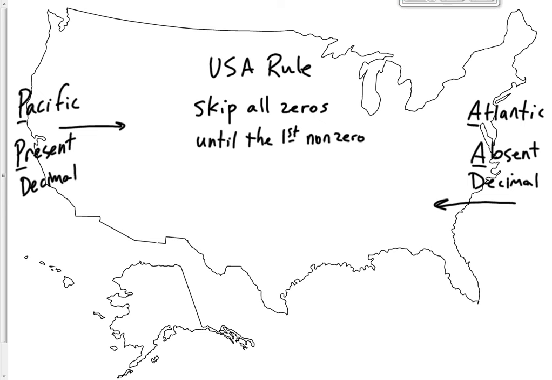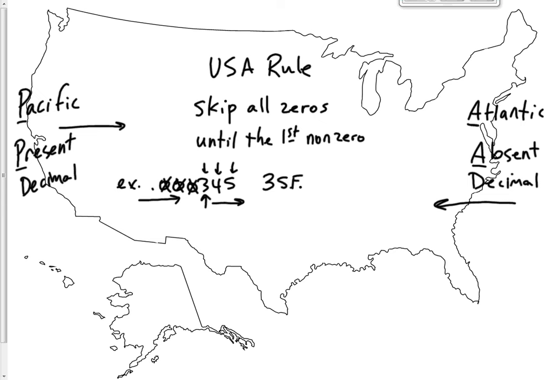Okay? So, for example, if we had the number 0.000345, right? We have a decimal present. So we're going to start on the Pacific side. We're going to start here and work our way towards the right. We are going to skip all these zeros. These are not important until we get to our first non-zero. Okay, 3 is our first non-zero. Then we're going to count everything after it. So we have 3, 4, and 5. So we have 3 significant figures in that number.